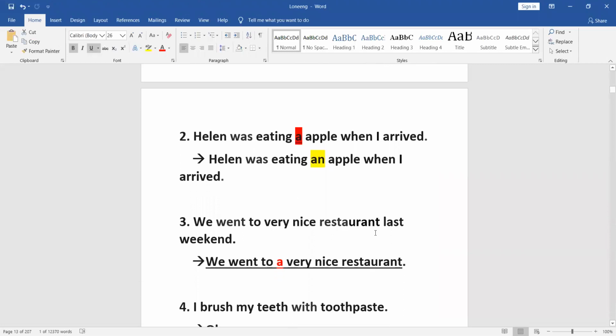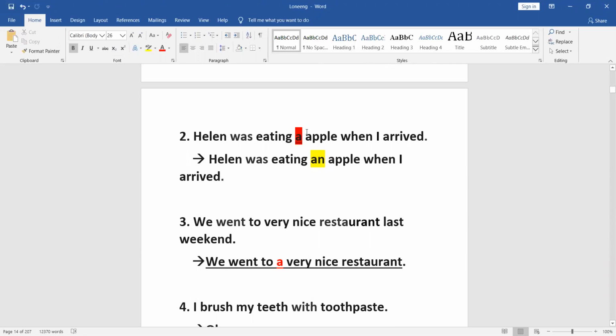And Helen was eating an apple when I arrived. You can't say, a apple. Even though apple is one, you still can't say a apple. You need to say an apple. Okay, and that is right. It still means one. An apple is one.